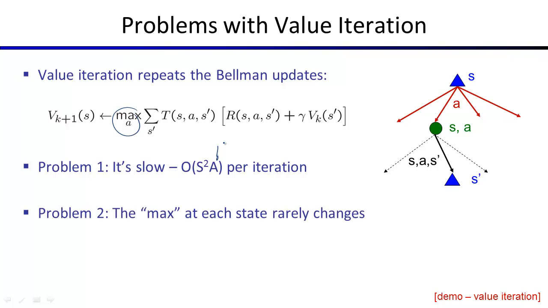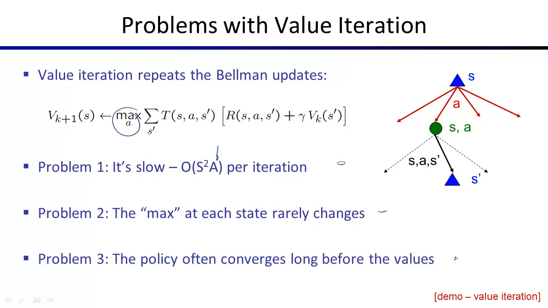The second problem, aside from it being expensive so you do extra work, is that the policy is often done before the values are done. But value iteration is not telling you that. It's not saying, hey, the policy will never change anymore. It's just saying, hey, I'm still updating my values. Who knows, maybe at some point the policy will change.